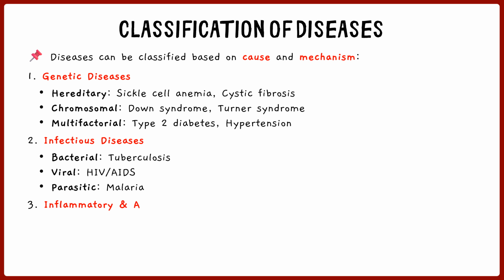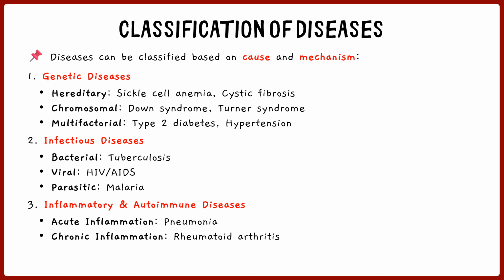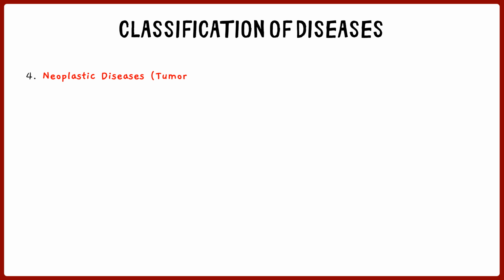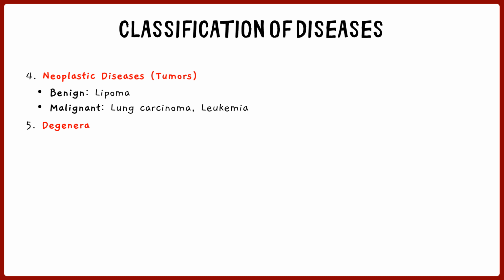We can also have fungal. Inflammatory, like autoimmune diseases. For example, pneumonia is an acute inflammation, and rheumatoid arthritis is a chronic inflammation. You can also have the autoimmune disorders, and most famously, systemic lupus erythematosus. Next, we can also have the neoplastic diseases, tumors, which is divided into benign and malignant. An example of a benign tumor is liposarcoma. Of malignant tumors like lung carcinomas and leukemias. Also, lipoma has a malignant version, which is known as liposarcoma.